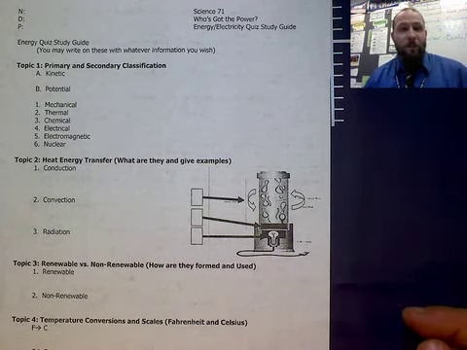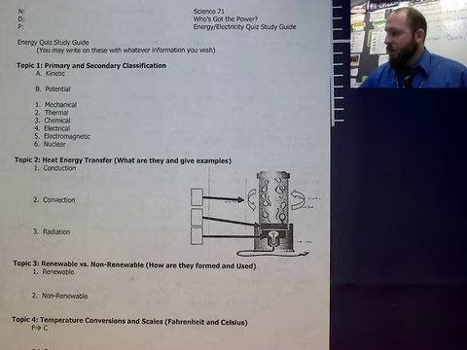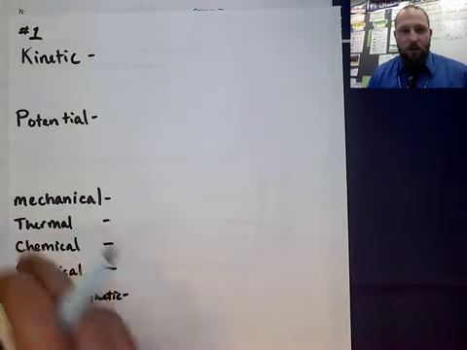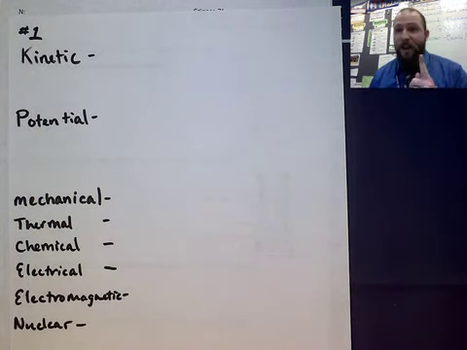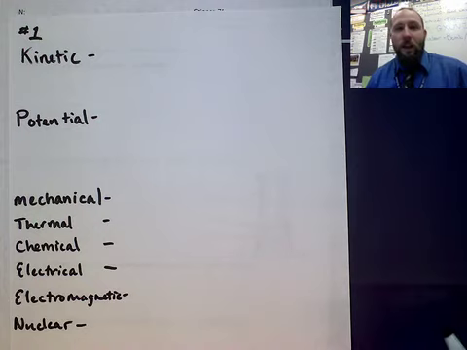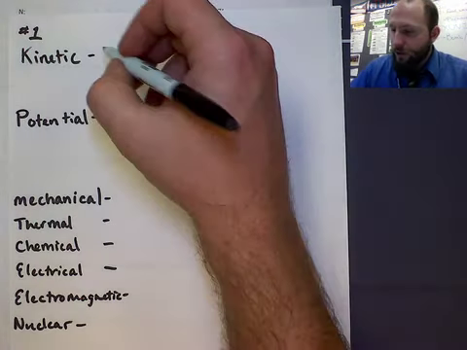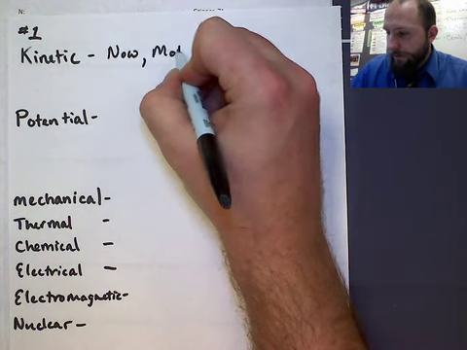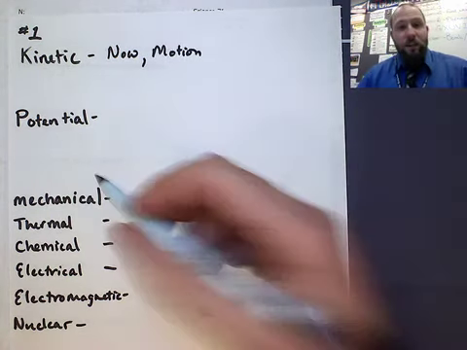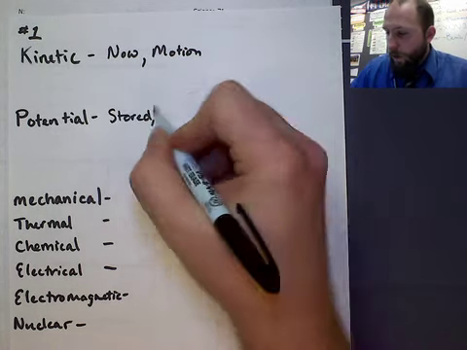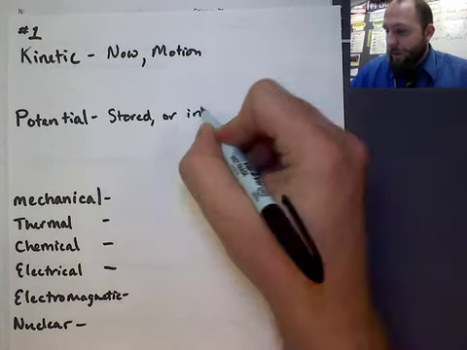So, starting off with topic 1, primary and secondary classification. The main things to focus on here are the two primary categories, which are kinetic and potential. So, kinetic. What's kinetic energy? Kinetic energy is energy of now, energy of motion. Potential would be anything that is stored, or in waiting, we like to say.